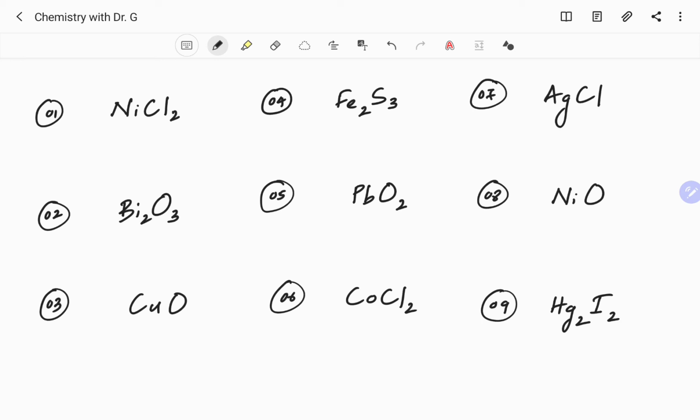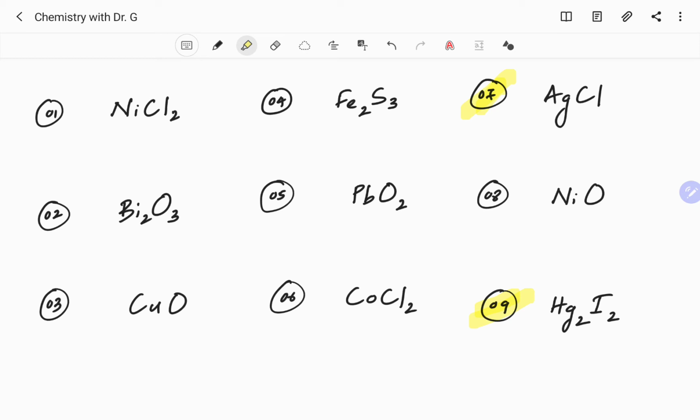Let's see if you could complete these 9 examples. Be careful. What I want you to do is figure out the charge of the cation, and then write the name of the ionic compound. You might want to be extra careful when you're doing number 7 and number 9. So you might want to pause the video and then figure out the charge and the name.